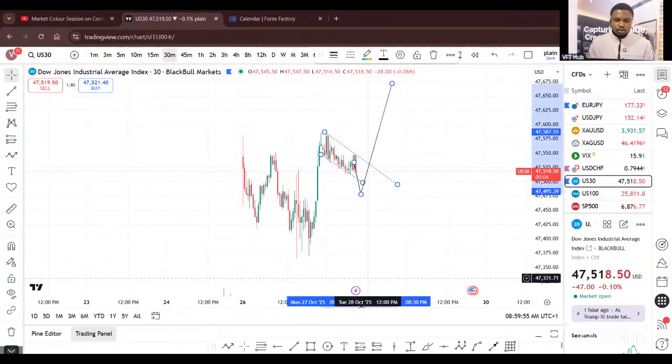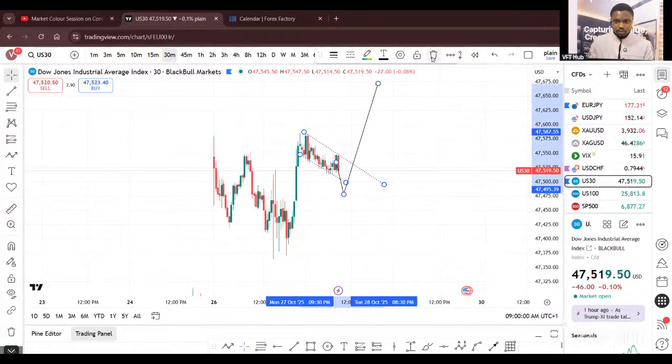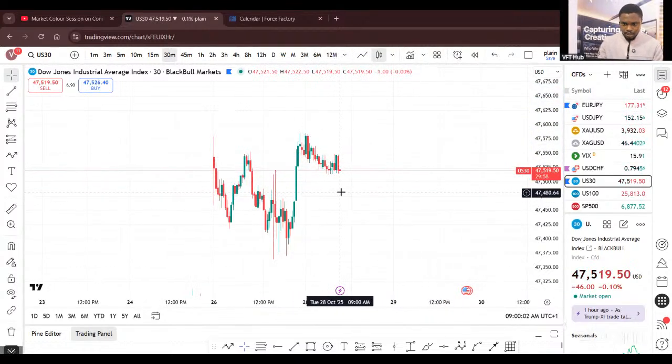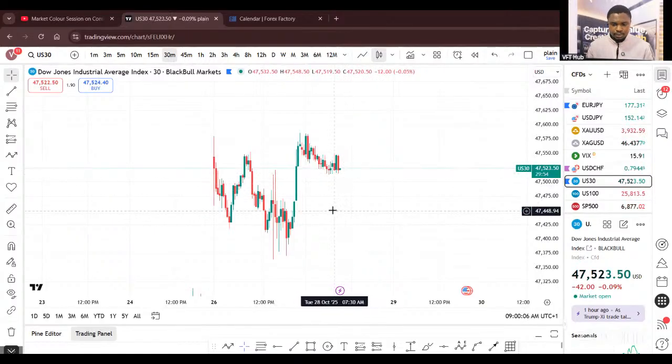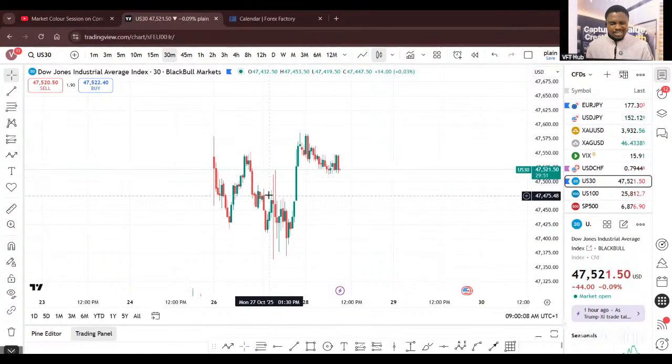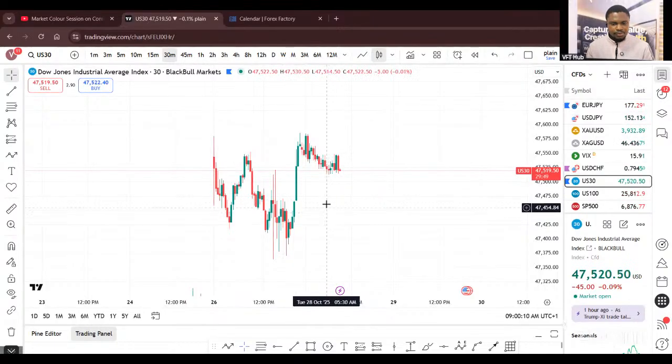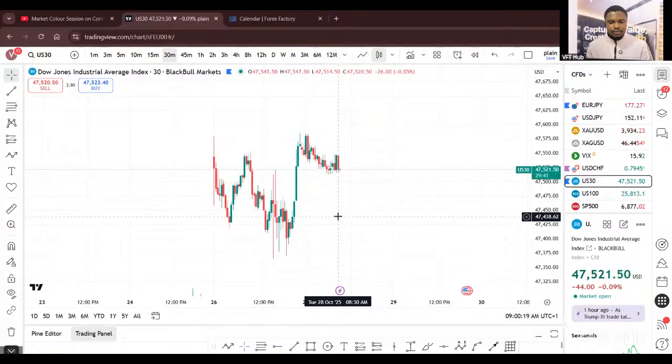I believe before the New York session or the end of today, we should have more price action that will help us make a more informed decision. But what I'm seeing here is not ripe for even a sell. This price action is tricky. It's not clear. So we need more clarity to make a more informed decision in this market.